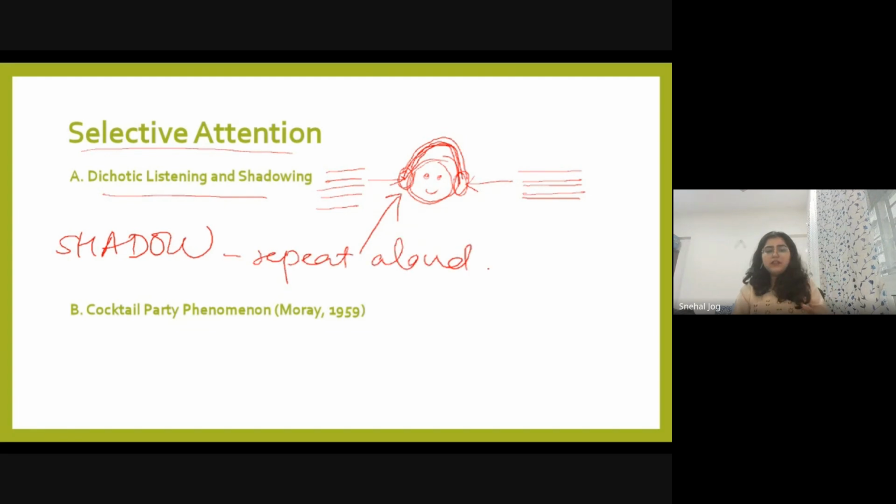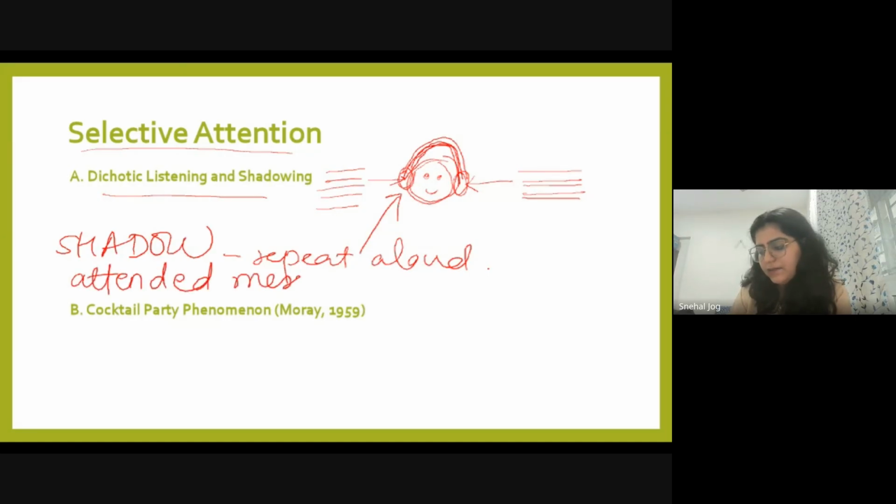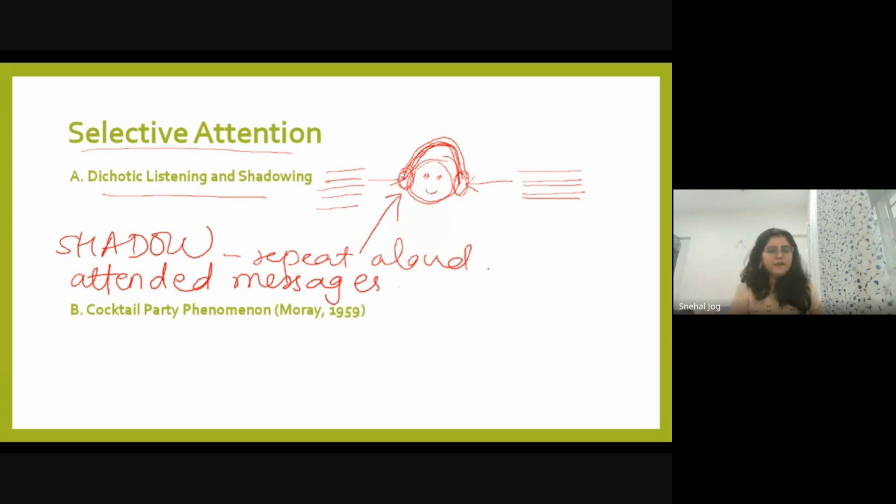So the participants are told to listen to the messages in the left ear and shadow them. You have to repeat them out loud and ignore the ones in your right ear. Usually, the messages that the participant is asked to shadow are called the attended message, and the messages which the participants are asked to ignore are called unattended messages.